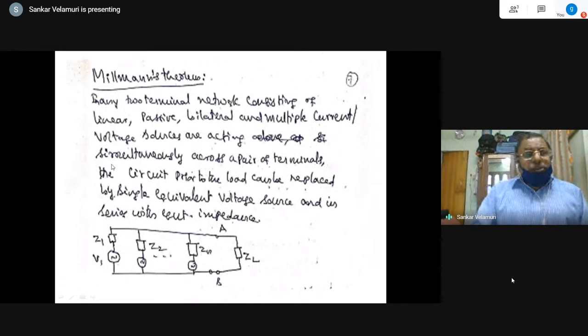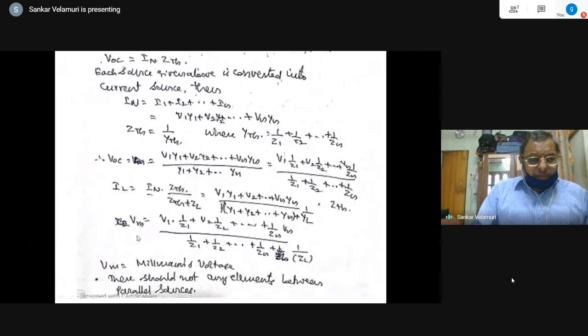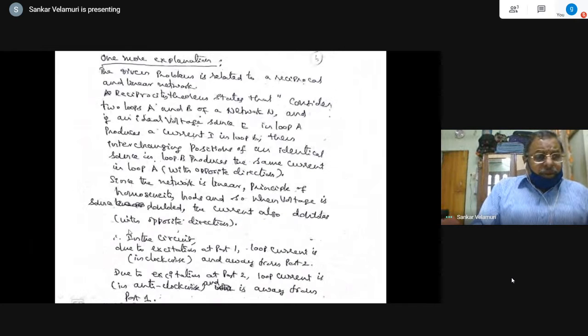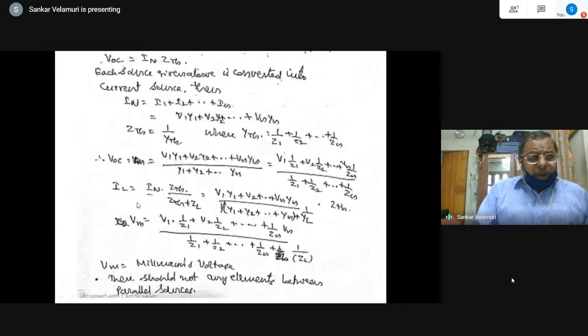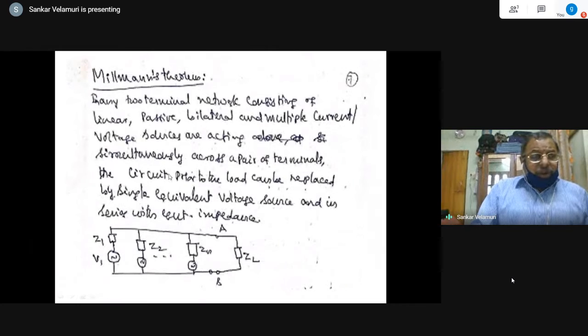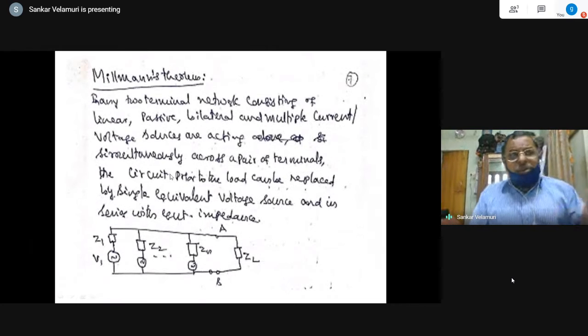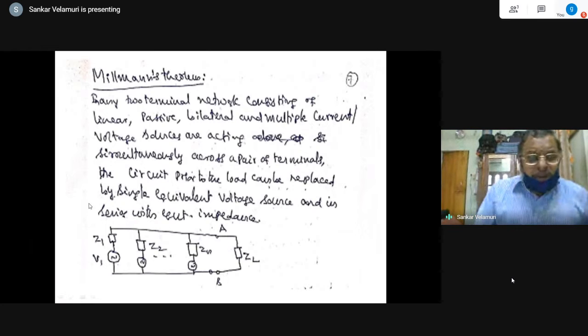The other one is direct computation, where Millman's voltage can also be obtained, which I have not given, but I have given mathematically in this particular context. So this is one type of statement. There is a definite relationship between the open circuit voltage of Thevenin's and Millman's theorem. That's what I would like to emphasize.